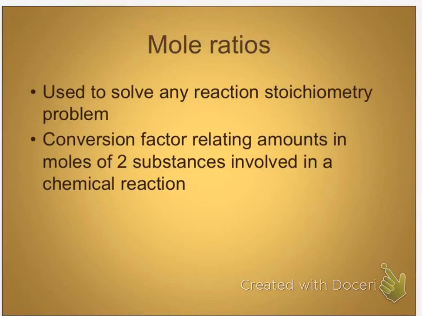Okay. Before you can do any reaction stoichiometry problem, you have to find the mole ratio between the components of the reaction. And it's just a conversion factor. You've used conversion factors before doing metric conversions, doing composition stoichiometry conversions. But what this conversion factor relates is the number of moles of A to the number of moles of B.